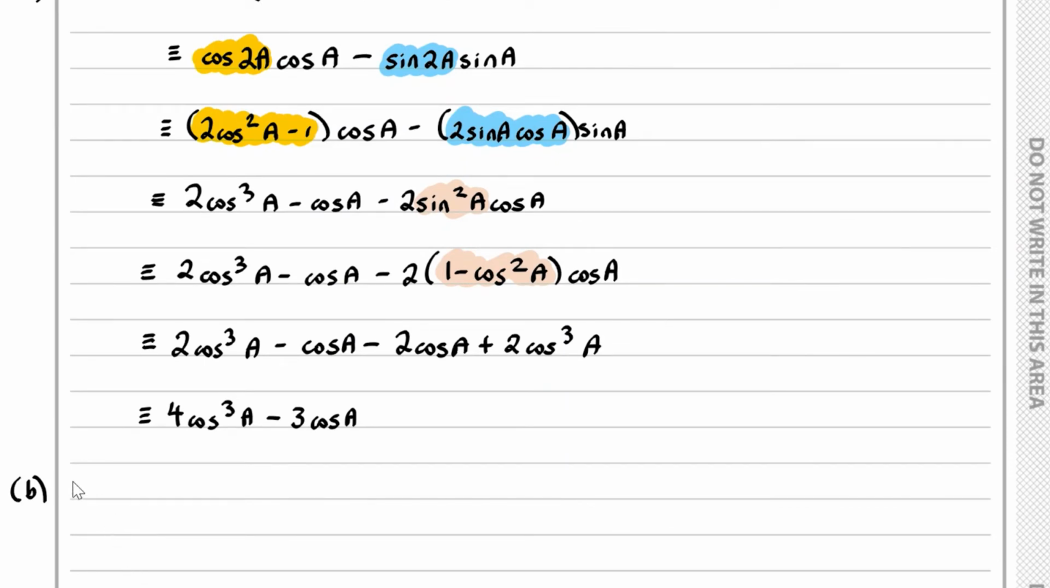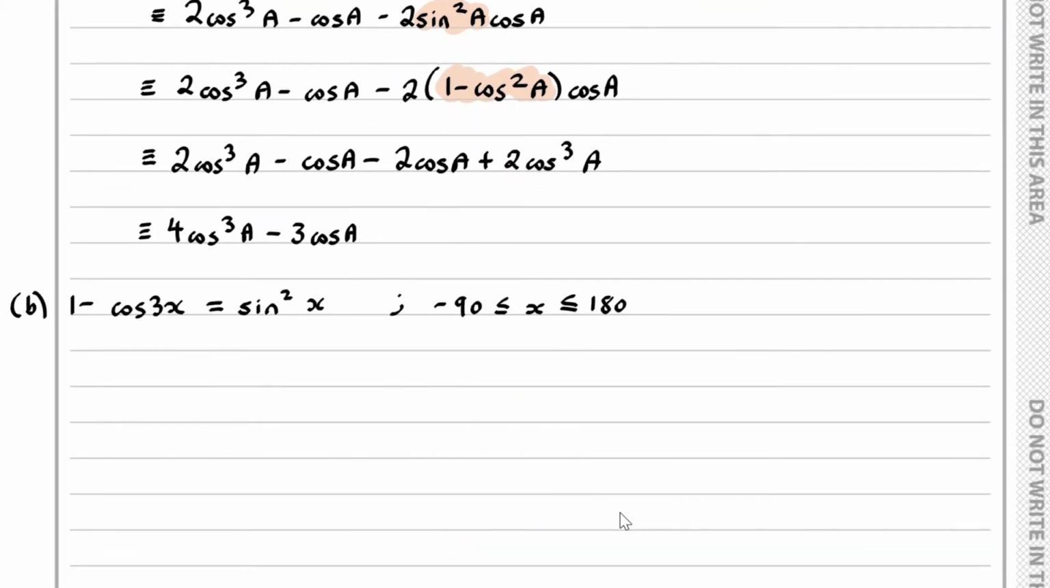So we have 1 minus cos 3x to begin with, and this is equal to sine squared x. We wish to solve this in between minus 90 and 180. So the cos 3x, using the result over here, that's the same as 4 cos cubed x minus 3 cos x. And this is equal to sine squared x.